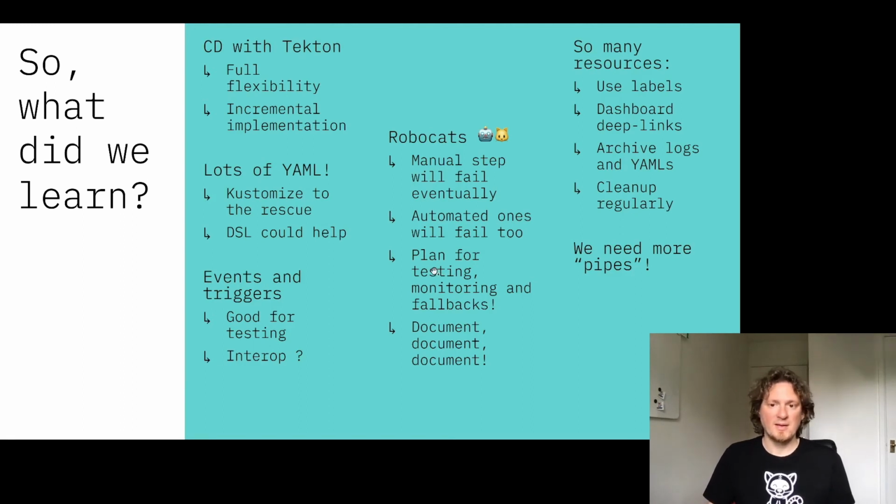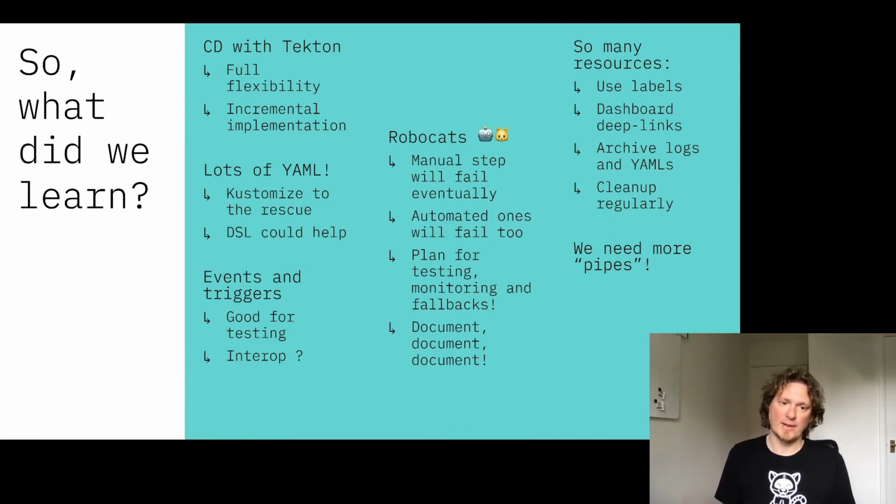Also, running CI/CD pipelines, especially using Tekton, leads to so many resources in your cluster. All the runs, for instance. So it's a very good idea to use labels, and some of them are set up by Tekton natively. You can use labels to filter your resources, to search for them, and you can create deep links with a dashboard. It's also a good idea to archive logs and YAMLs, and we have an experimental project for that, and to clean up the cluster regularly to keep it clean with fewer resources in place.